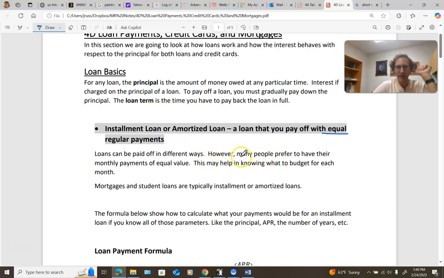Anyway, another reason people like these loans, or why they're so popular, is because they allow us to make a budget, right? Because we need a fixed monthly payment to really be able to make a budget. And then mortgages, which is a fancy financial term for the loan for a house, student loans, auto loans, these are all installment or amortized loans.